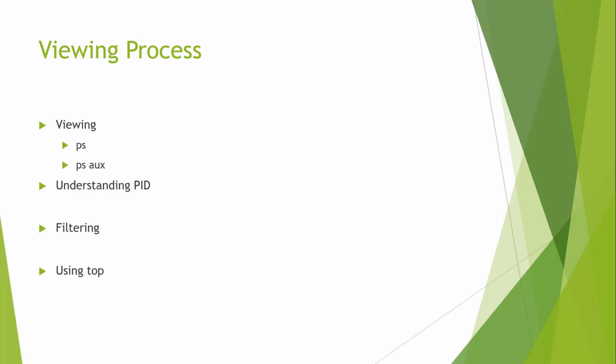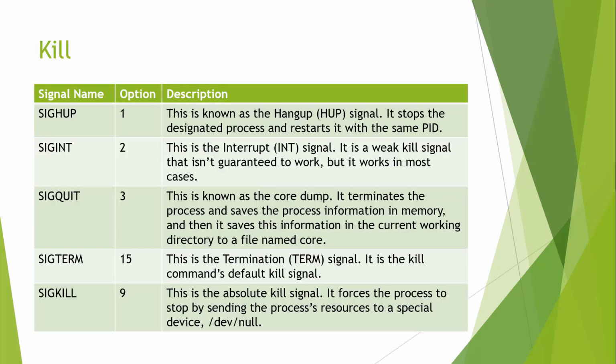So what happens if we want to terminate a process? Well, there are five main signals to terminate a process: SIGHUP, SIGINT, SIGQUIT, SIGTERM, SIGKILL. And there are option numbers 1, 2, 3, 15, and 9. SIGHUP is known as a hangup signal. If we're using an interrupt signal, it's SIGINT. If we're doing a core dump, it's SIGQUIT. If we are doing a termination signal, it's the kill command's default, SIGTERM, or option number 15.